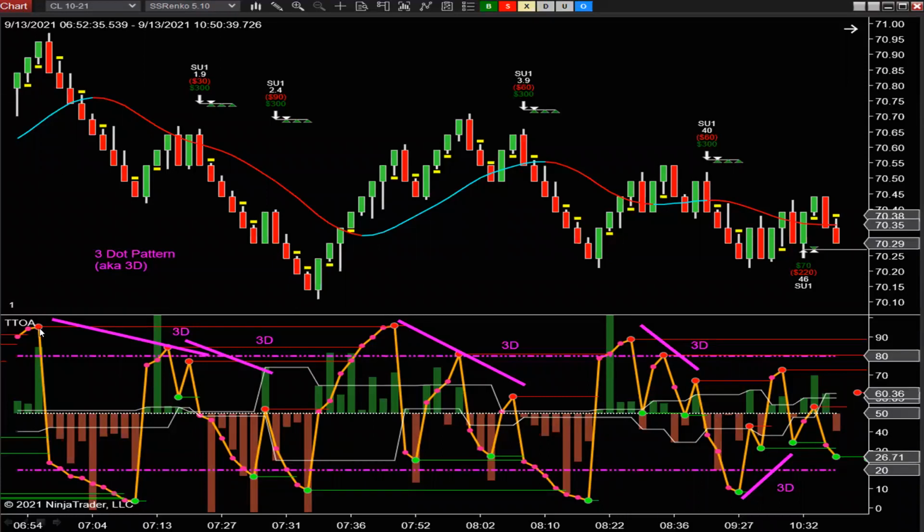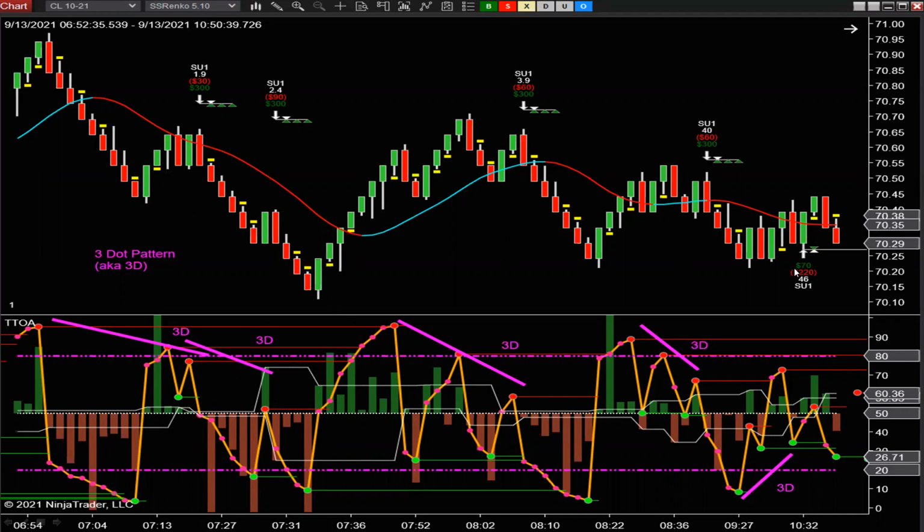You'll see you got a dot there, a lower dot, and a lower dot. So we call that 3 lower dots. You got 3 lower dots, and that's a sell signal. And it did it again, lower dot, 3 lower dots. That's the sell signal. And over here, lower dot, that's the sell signal. Here, lower dot, 3 lower dots, that's the sell signal.